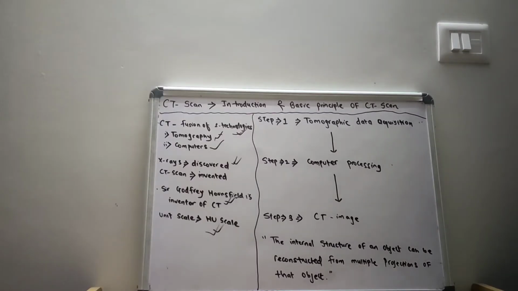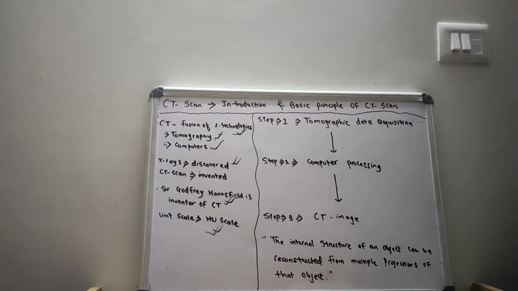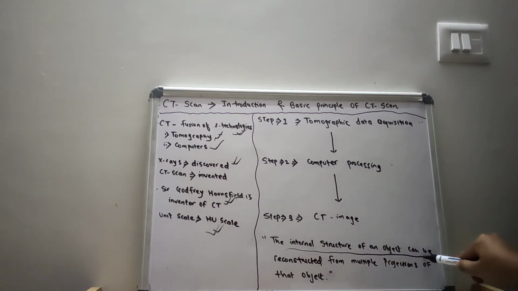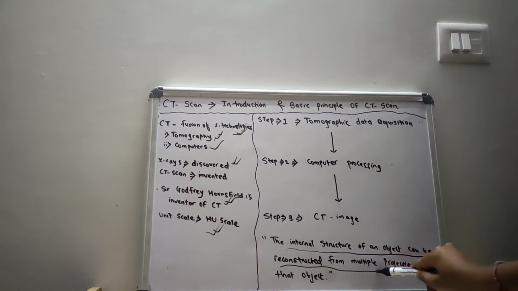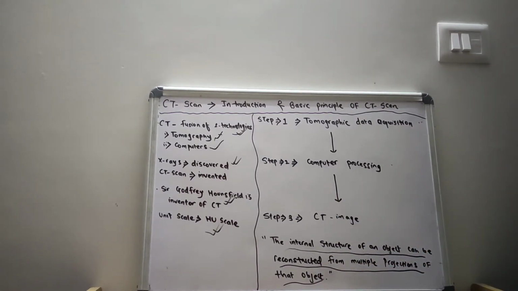The basic principle of the CT scan states that the internal structure of an object can be reconstructed from the multiple projections of that object. So again I am going to tell you, the internal structure of an object can be reconstructed from the multiple projections of that object. So this is the basic principle of the CT scan. Let us move toward step 1, that is tomographic data acquisition.